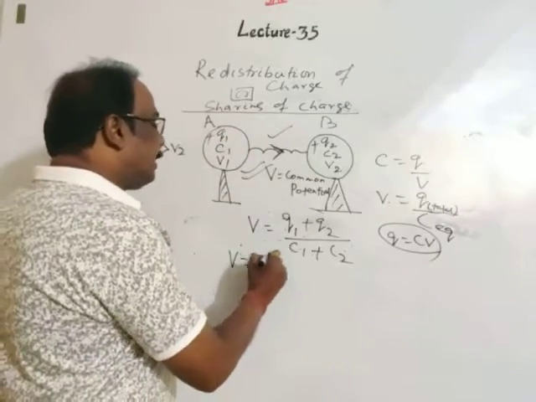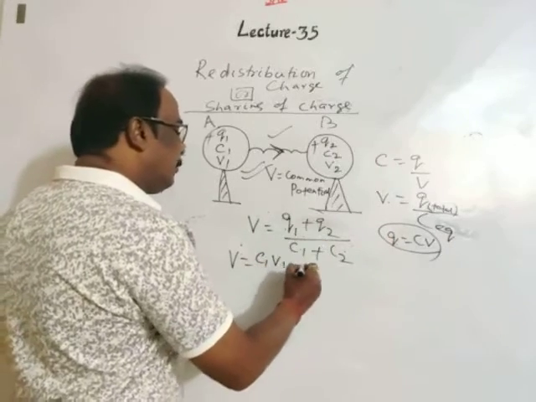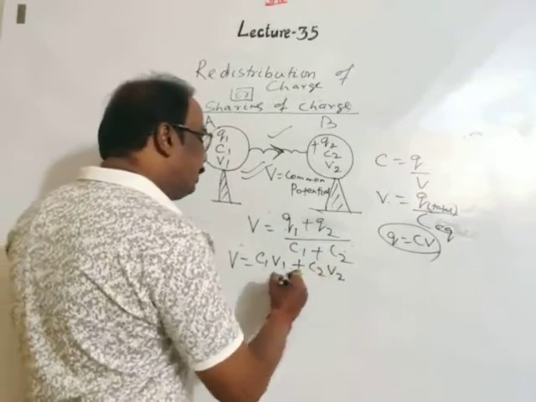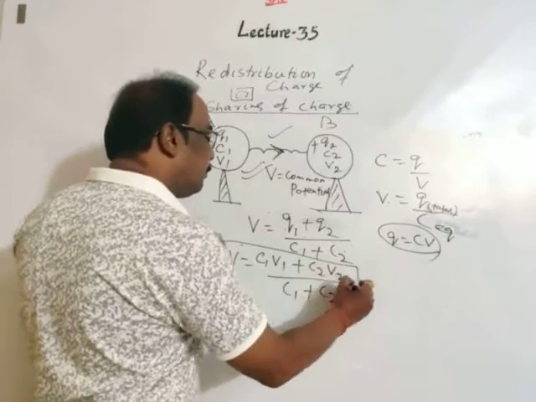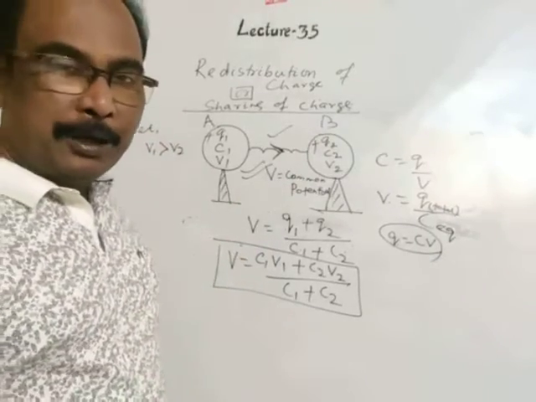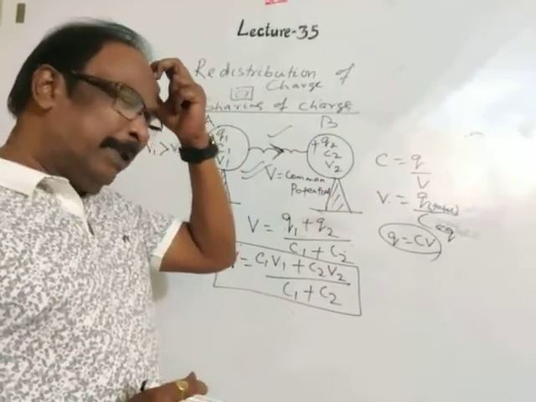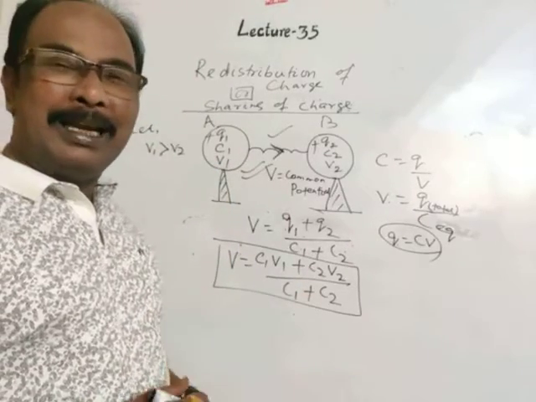So common potential may be, in place of Q1 we may write C1 V1, in place of Q2 we may write C2 V2, divided by C1 plus C2. This is the formula for common potential. So numericals on the basis of this formula are very easy.